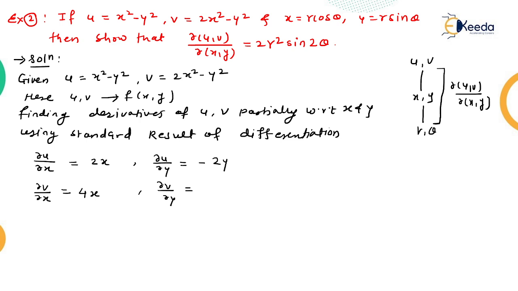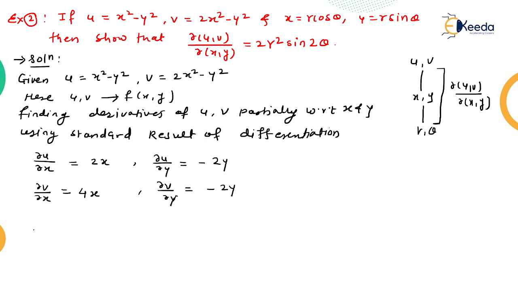Let's see how to find ∂v/∂y, which means differentiation of v with respect to y keeping x as a constant. So it becomes minus 2y only, minus 2y. I hope you understand this.